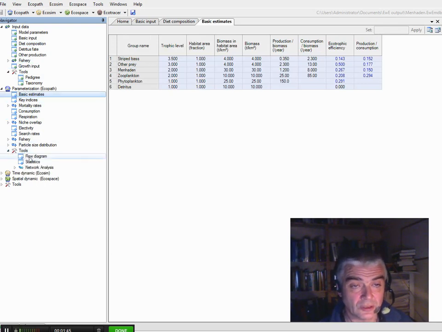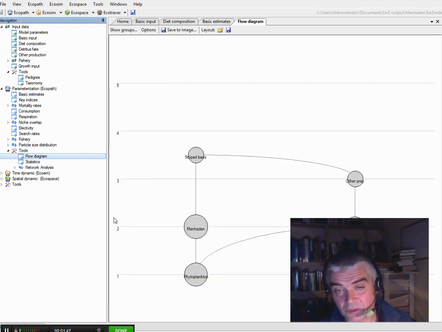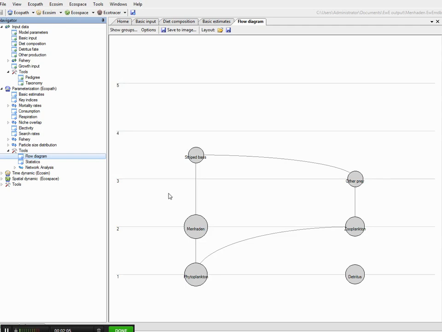We can have a quick look at the flow diagram. So we can see that we've got striped bass there feeding 50-50 on other prey and menhaden. And then we have menhaden feeding on phytoplankton and zooplankton feeding on phytoplankton. And notice the lack of anything feeding on detritus. I think I'd normally want to have zooplankton feeding a little bit on detritus, at least in this model.